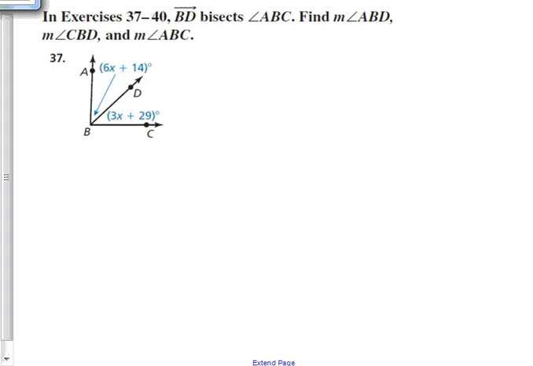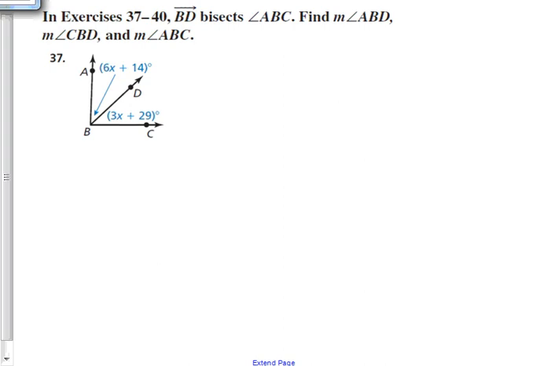So in number 37, it's kind of similar to the ones we did before. It says that ray BD bisects angle ABC. It wants me to find the measure of angle ABD, CBD, and ABC. So my very first step is going to be to get my value for x. I need to solve for x.